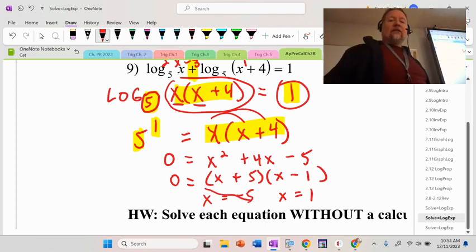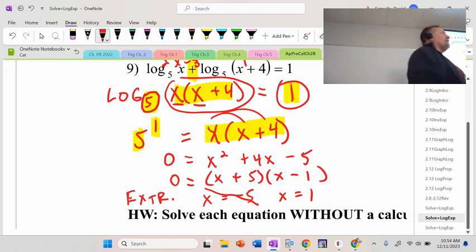So this is called an extraneous solution. Again, you don't have to worry about any of this for Thursday. Your brain's overloaded for Thursday's quiz. Ignore what I just said here. This is something we have to worry about after break.